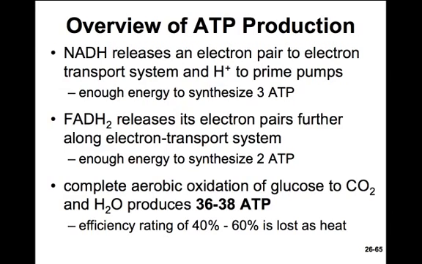Complete oxidation of glucose to CO2 and water produces 36 to 38 ATP. So when we consider the ratio of energy output to input, we've got an efficiency rating of about 40%, where the other 60% is lost as heat. So it's not a very efficient system, but it's much more efficient than running just glycolysis.